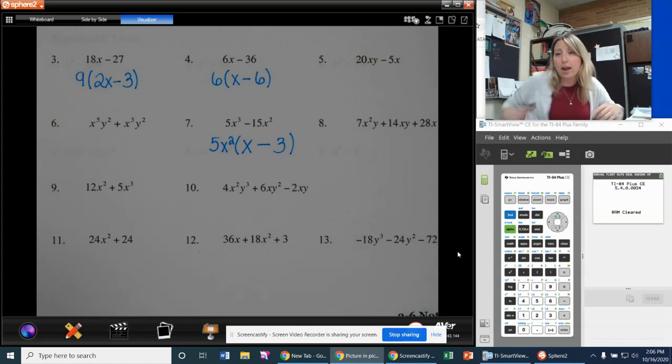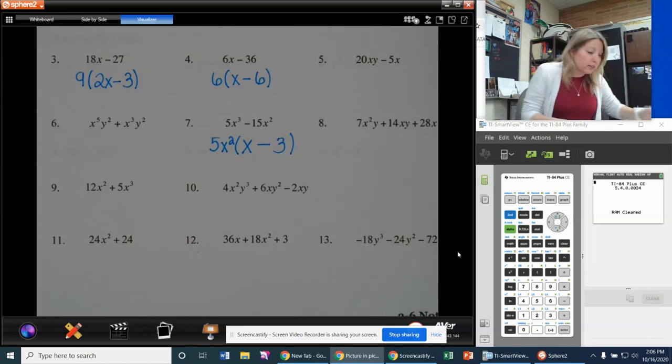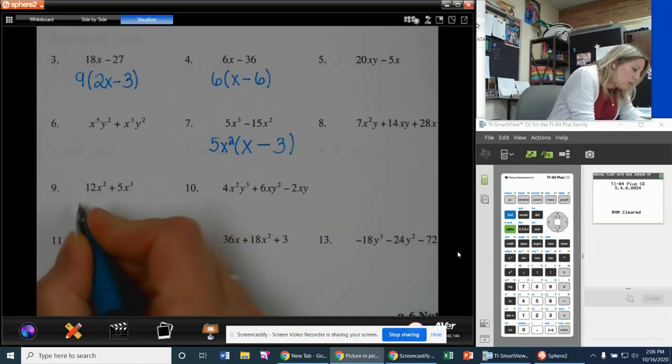12 and 5 don't have a common factor, okay? But x squared and x cubed, they do. And again, it's the lowest present exponent and it's x squared. So that's the only thing that's part of the GCF.